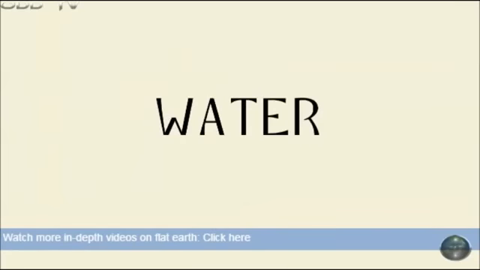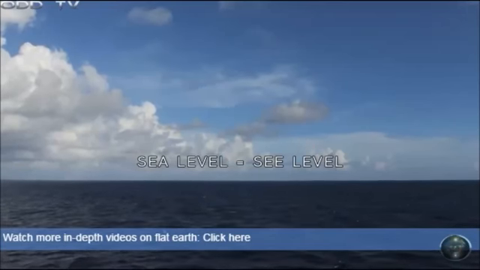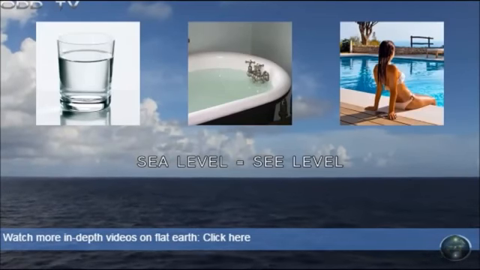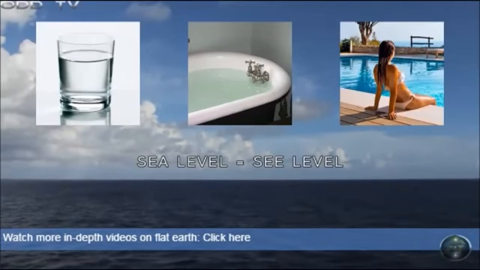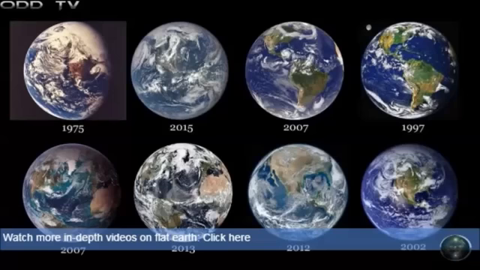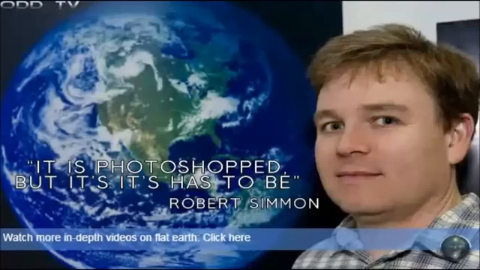Water, when unmanipulated, is to find its level. So whether you look at a cup of water, a bathtub, a swimming pool, a lake, or the ocean, it's flat. Of course, natural motion is not considered and doesn't equal a curve. We have 0 authentic pictures of the Earth and they're all composites, and NASA even admits that they Photoshop Earth images. It is Photoshopped, but it has to be.